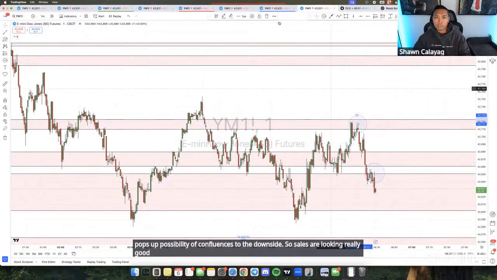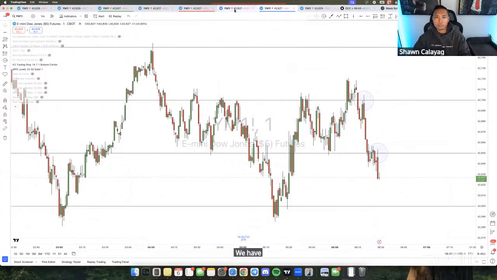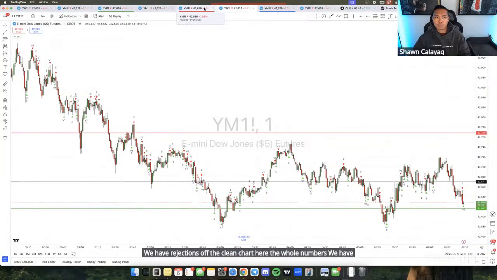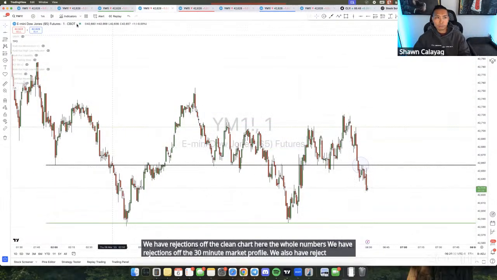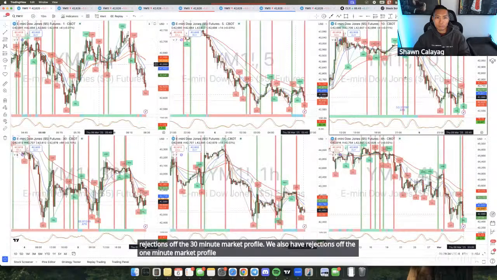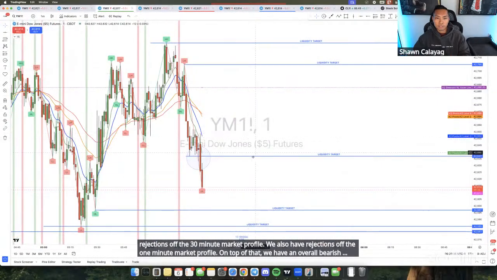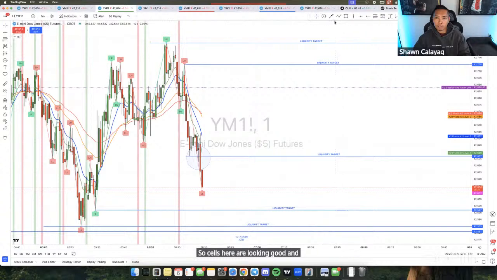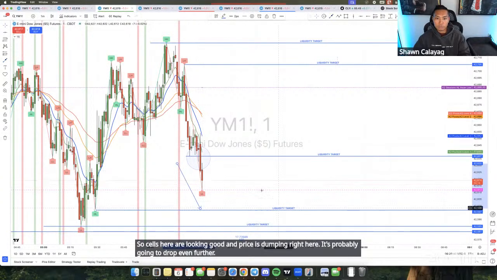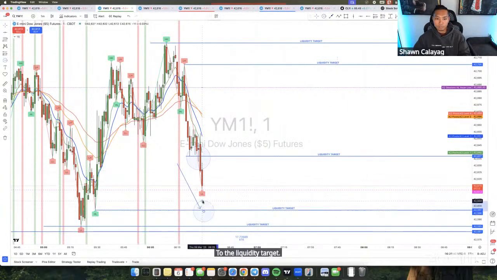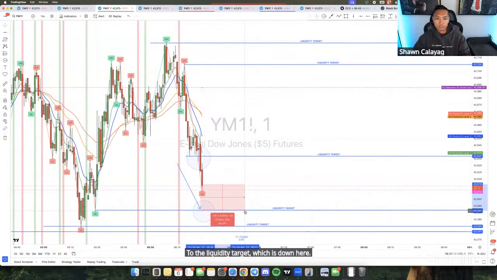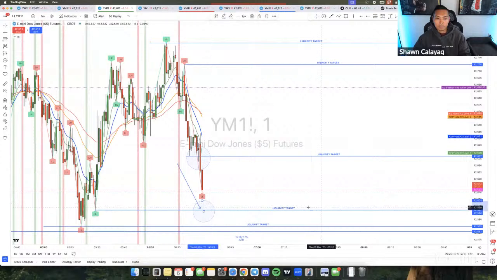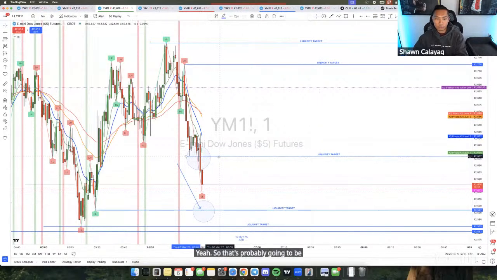We got rejections off the SR chart, support and resistance. We have rejections off the clean chart, the whole numbers. We have rejections off the 30-minute market profile. We also have rejections off the 1-minute market profile. On top of that, we have an overall bearish trend. So sells here are looking good, and the price is dumping right here. It's probably going to drop even further to the liquidity target, which is down here. That's probably going to be the target right there. Price continues to drop lower.